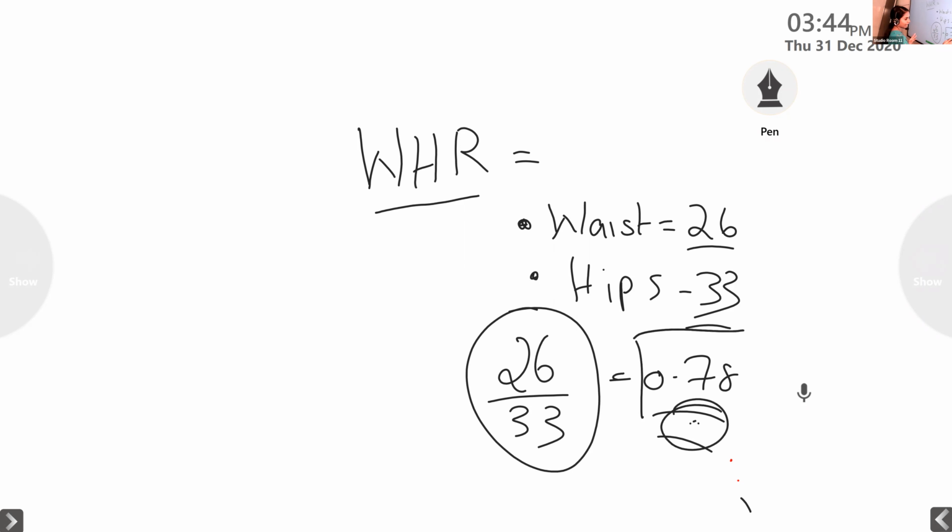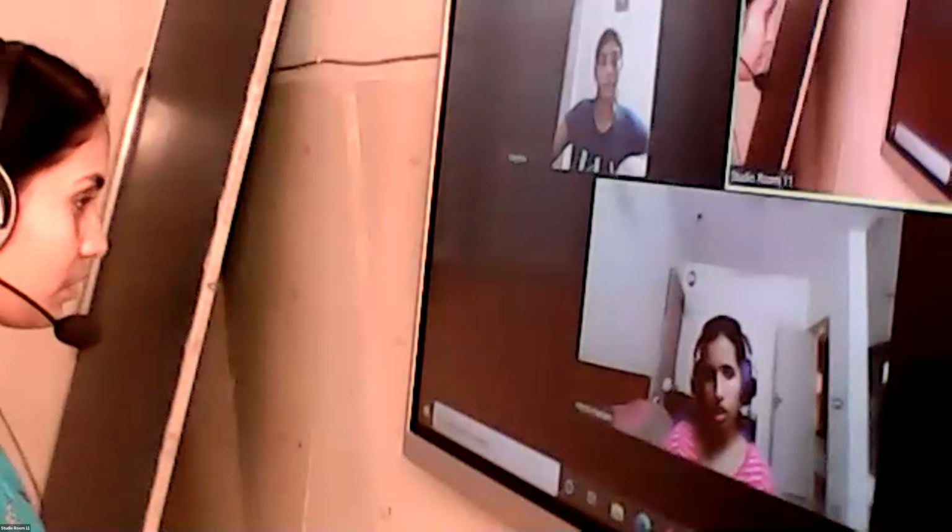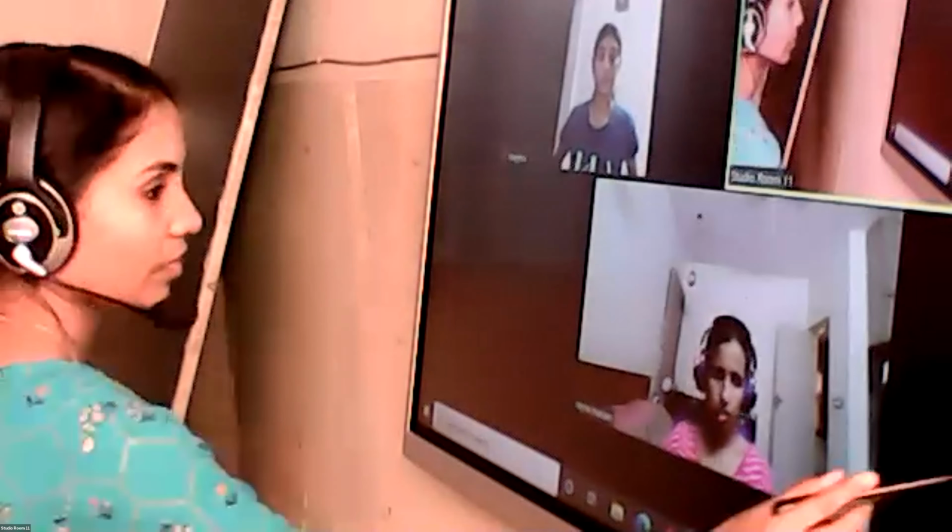You need this value to compare whether... Ma'am, when we select jeans, we know the waist size. Is that the size of our waist? No, no, no. No. Just.